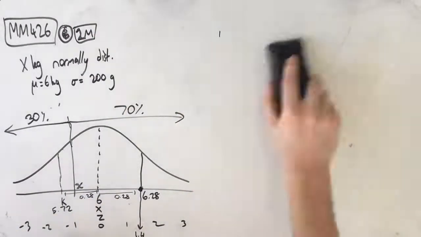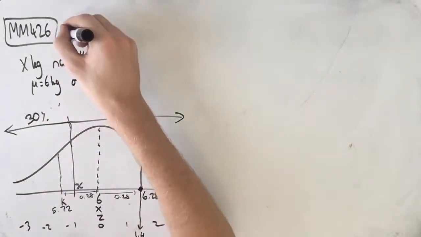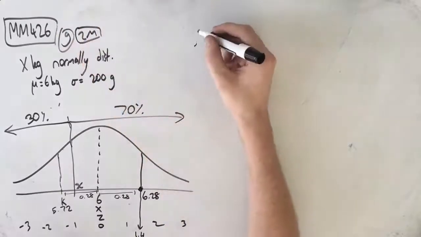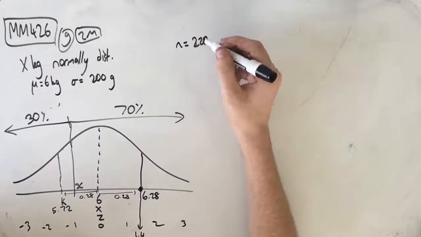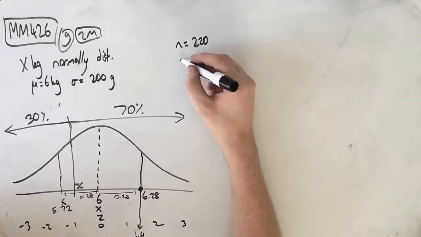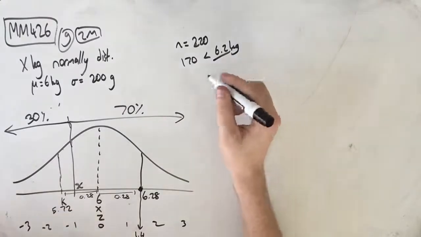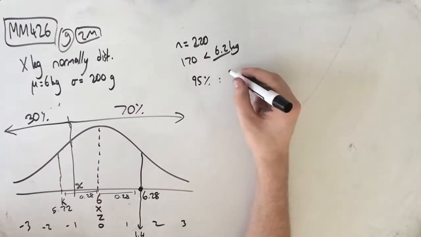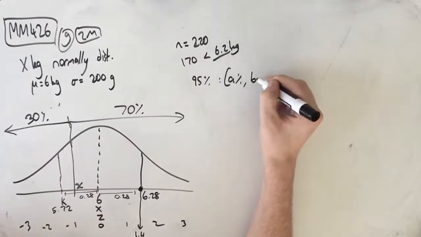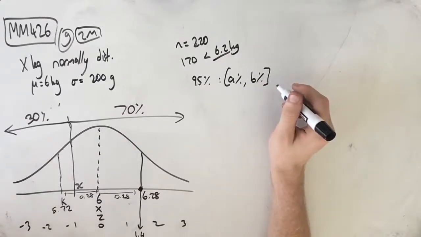Part G is a 2 mark question and talks about confidence intervals. So it says a sample of 220 balls are weighed, 220, and 170 weigh less than 6.2 kilograms. Awesome. The brand is 95% confident that between A% and B% of all manufactured balls will weigh less than 6.2 kilograms. Awesome. Find the values of A and B correct to the nearest whole number.